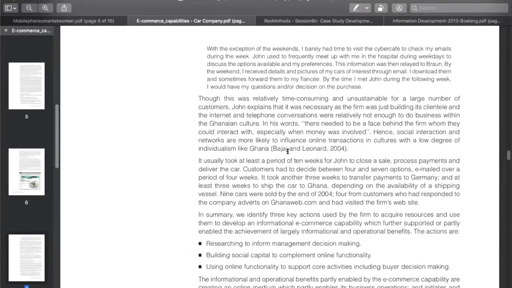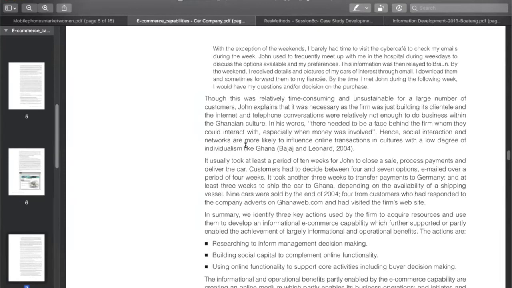Now look at another one, which is about explanation building and causal. Though it was relatively time-consuming and unsustainable for a large number of consumers, John explains that it was necessary as the firm was building its clientele, and the internet and telephone conversations were relatively not enough to do business within the Ghanaian culture. In his words, there needed to be a face behind the firm whom they could interact with, especially when money was involved. Hence, social interaction and networks are more likely to influence online transactions in cultures with a low degree of individualism. What you see here is giving you some causal explanation.